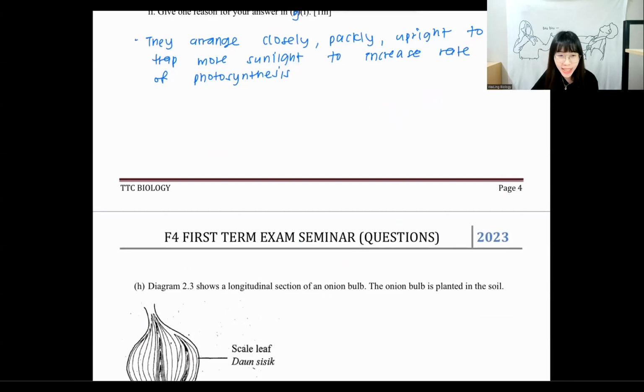2.3 shows the longitudinal section of an onion bulb. The onion bulb is planted in soil. First, think about the color of onion bulb first. Do you think onion bulb is green color? No, right? Not green color, right?